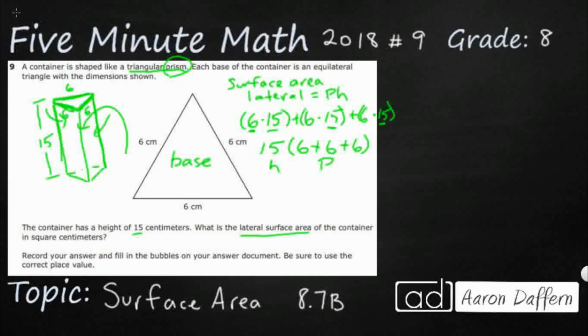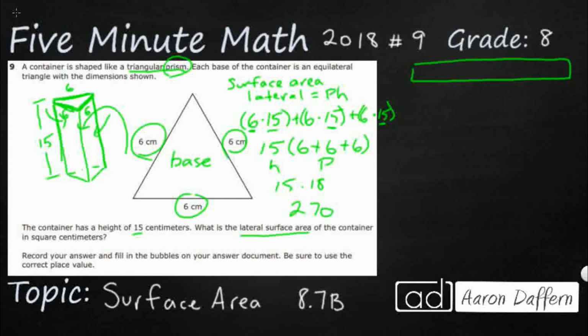So let's just figure this out here. 6 plus 6 plus 6, so that's going to be 15 times 18. So you could have done this without drawing the picture if you would have just added these three right here. It's the perimeter of the base, 18 times 15. But you could also do it like this. So it's 8th grade. Let's pull out the calculator real quick, and we'll do 15 times 18, and we're going to get 270. So no decimals, no fuss, no muss.